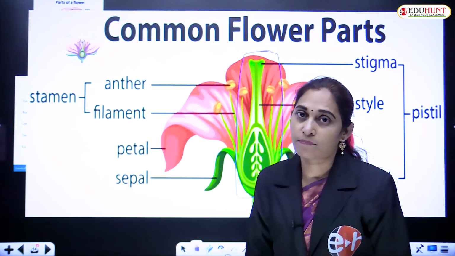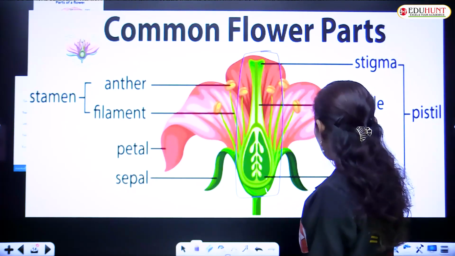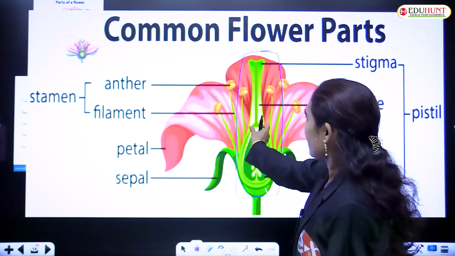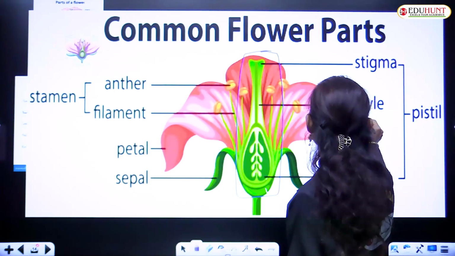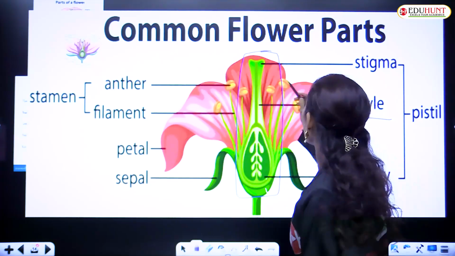There are 3 parts. One is the basal part, that is called the ovary. From the ovary passes a slender structure called the style. It terminates into a tip called the stigma.